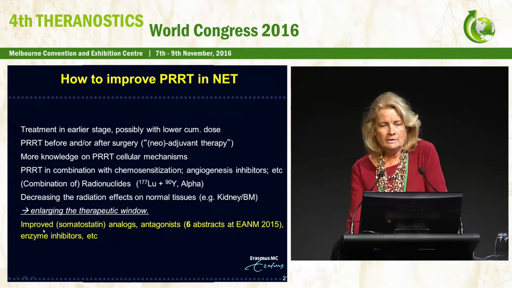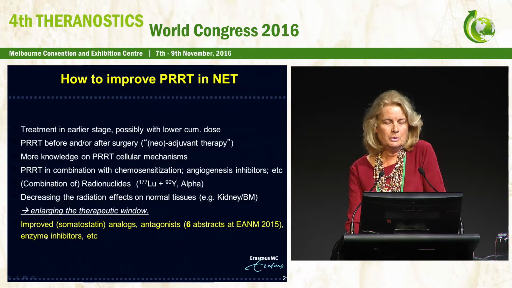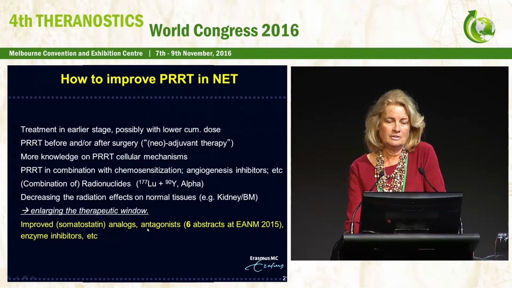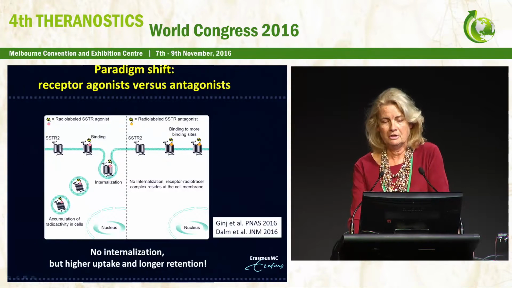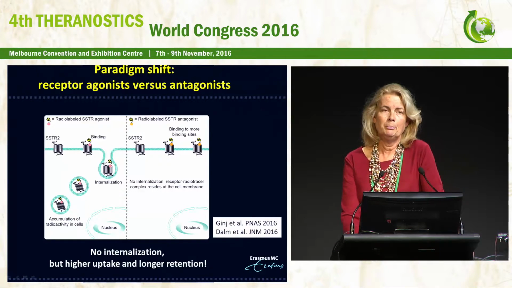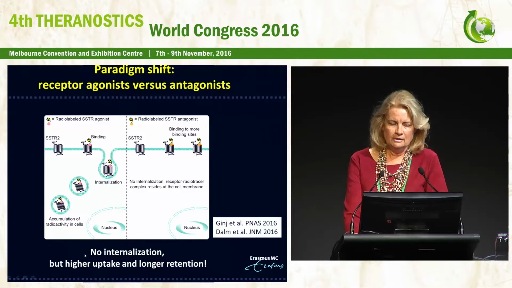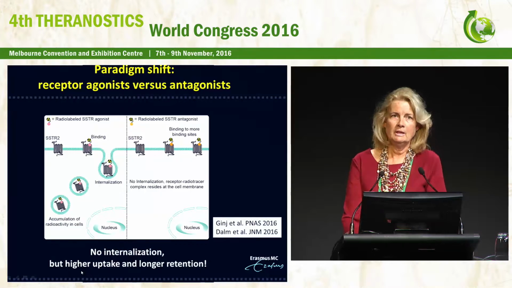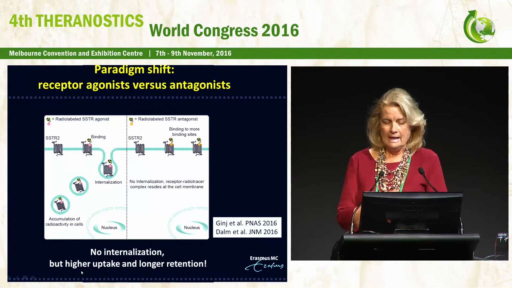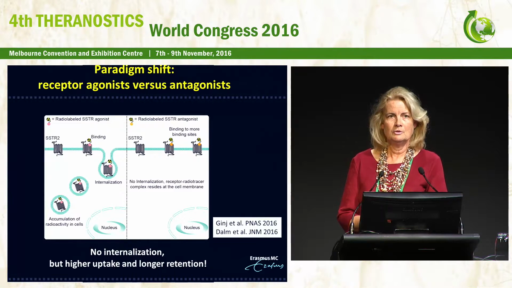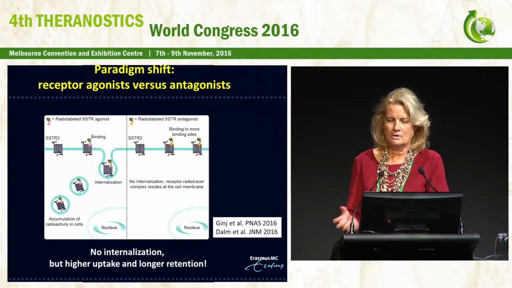So another way to improve PRRT is to have better analogues, and the antagonists have been mentioned a few times already. They cause quite a paradigm shift because they do not internalize into the cells, but nevertheless they have higher uptake because there are more binding sites. And despite the fact that they are not internalized, there's still longer retention of the radioactivity in the cells. So that sounds like a miracle.